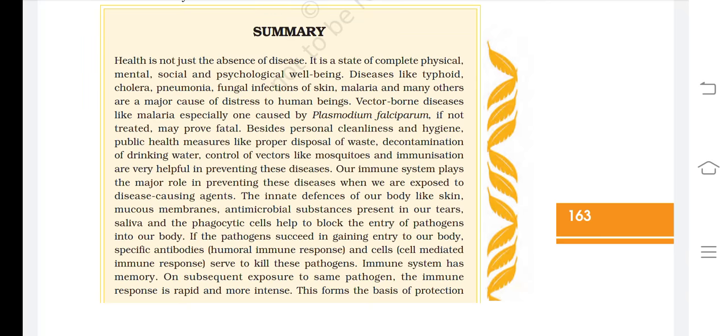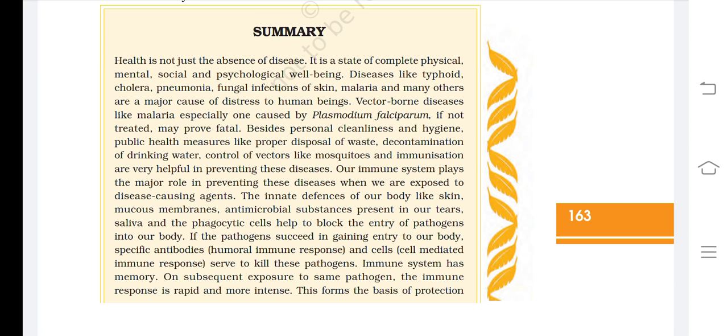Summary. Health is not just the absence of disease. It is a state of complete physical, mental, social, and psychological well-being. Diseases like typhoid, cholera, pneumonia, fungal infections of the skin, malaria, and many others are a major cause of distress to human beings. Vector-borne diseases like malaria, especially one caused by Plasmodium falciparum, if not treated, may prove fatal.